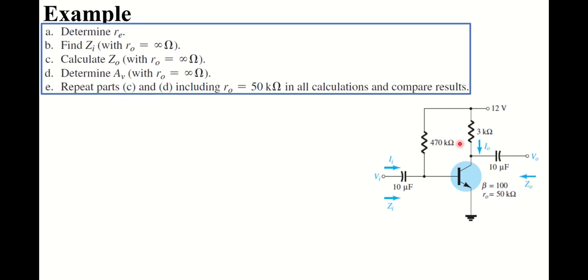Before starting to solve this problem, always begin with redrawing the given circuit by its AC equivalent circuit by replacing all capacitors with short circuits, removing all DC supplies, and making the ground common as discussed in the previous slides. Here we will not derive the formulas again, rather we will just apply them to determine the desired values. As we know, RE is equal to 26 millivolt divided by IE, this formula was discussed in the previous chapter. Therefore, to calculate its value, we first need to find the value of emitter current IE.